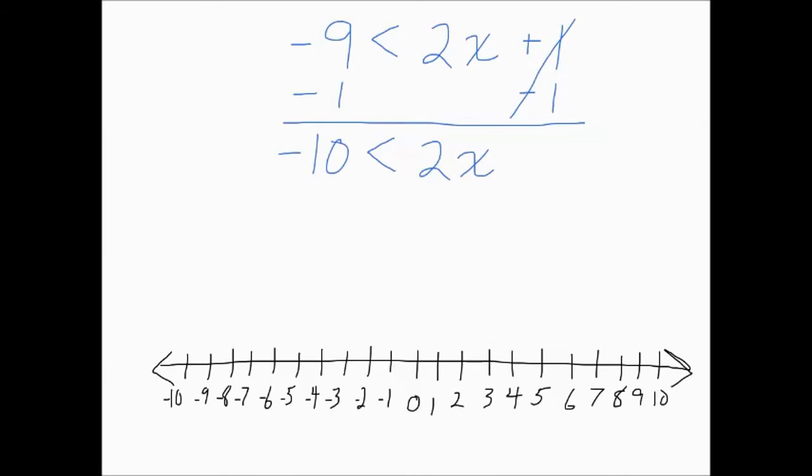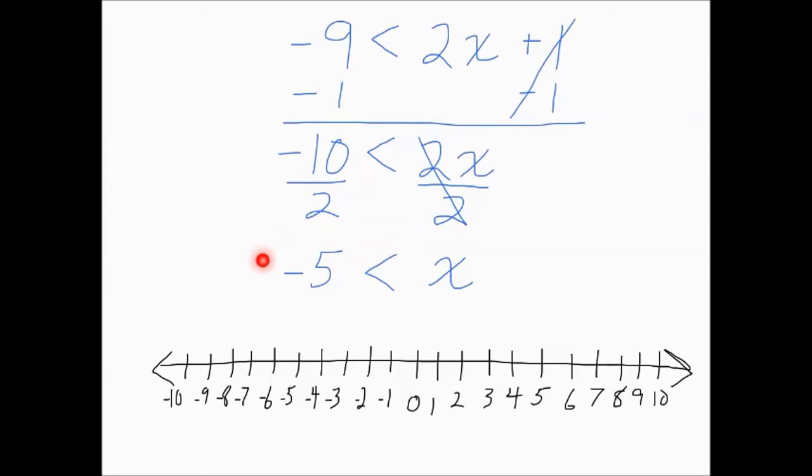Now I want to get rid of this 2. Well, the 2 is being multiplied with the x. Whenever you see a number written right next to a variable, that implies multiplication. So to get rid of that, I have to divide by 2 on both sides. So on this side, I'm going to be just left with x, keep the inequality, and now I have -10 divided by +2 gives me a -5.